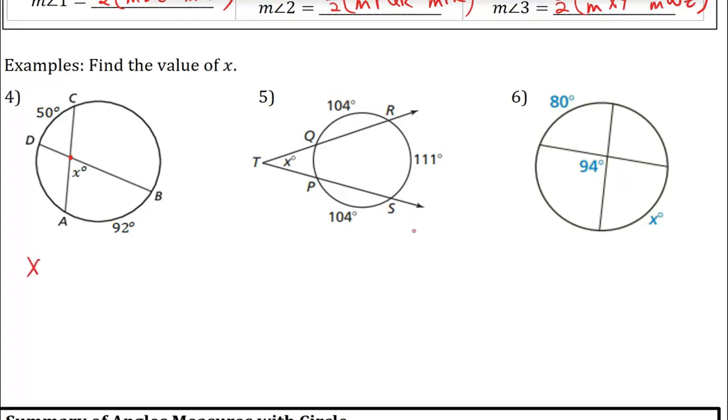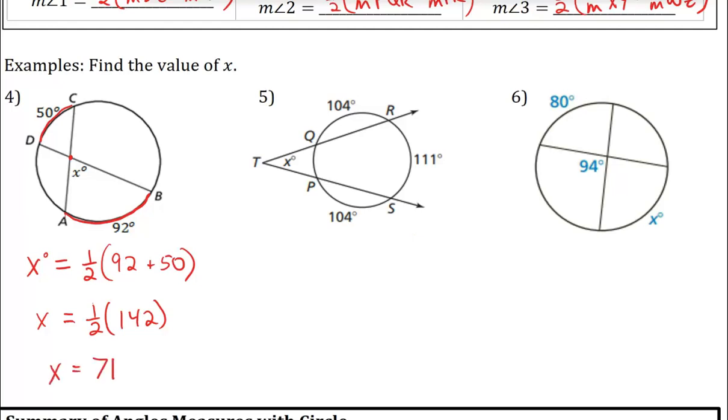So the angle is half, and then the sum, and then I fill in my two intercepted arcs, which are this one, and because of the vertical angles, this one. So 92 plus 50. And then I can simplify that. So half of 92 plus 50 is 142. Half of 142 is 71. So x is 71.